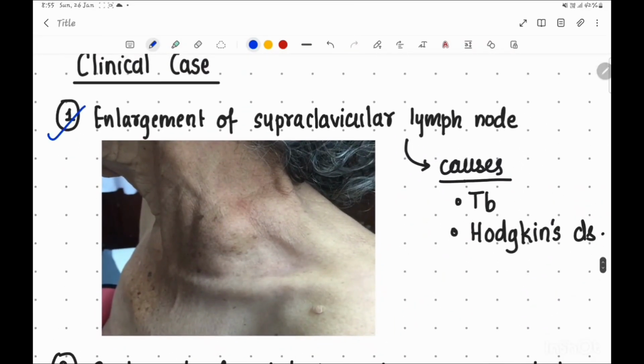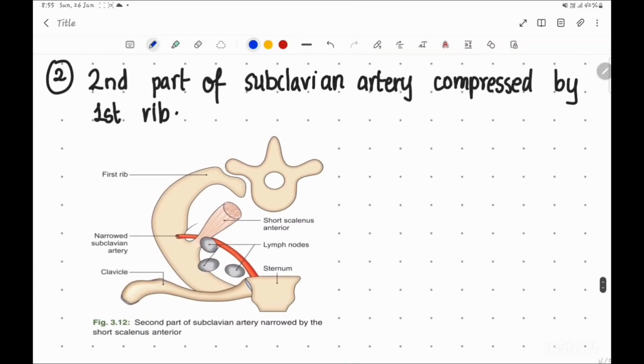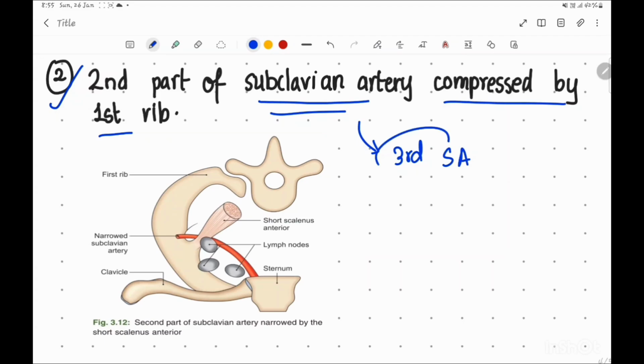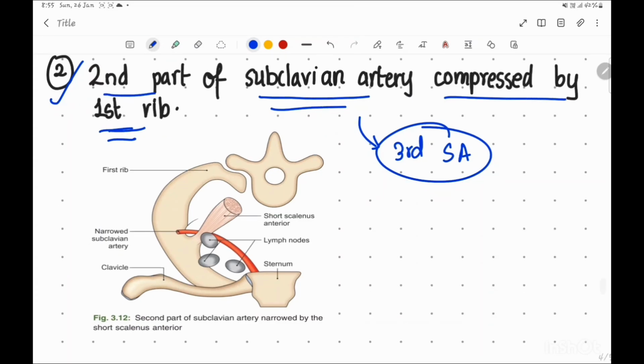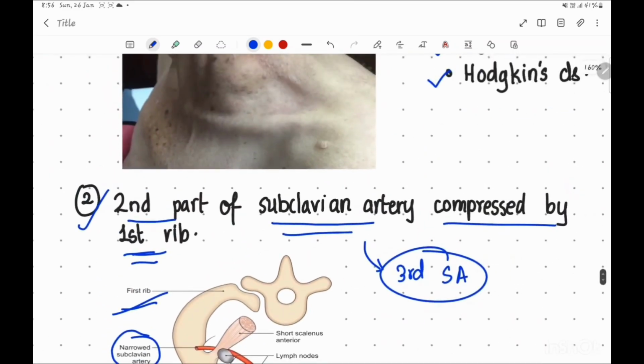So the first clinical case that we have is enlargement of the supraclavicular lymph node. The main causes are TB and Hodgkin's disease. The second clinical case is the second part of the subclavian artery compressed by the first rib. The third part of the subclavian artery is a content of your posterior triangle. Now, the part that lies before it, that is the second part of the subclavian artery, sometimes gets compressed because of the first rib, as you can see in this diagram. Narrowing of the subclavian artery because of the first rib.